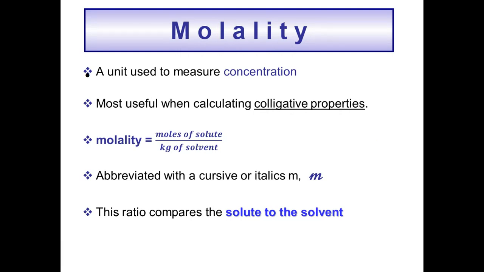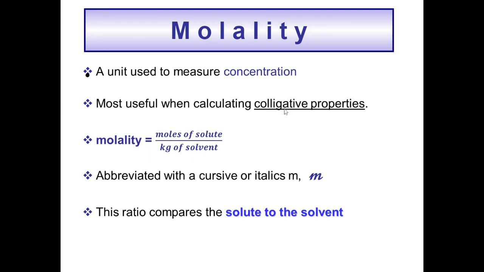Another term that's really similar is called molality. Molality is also another unit that we use to measure concentration. However, we don't usually use this with Stoich. We use it with colligative properties. Molality is very similar to the equation for molarity, except molality is the moles of solute per kilogram of solvent.